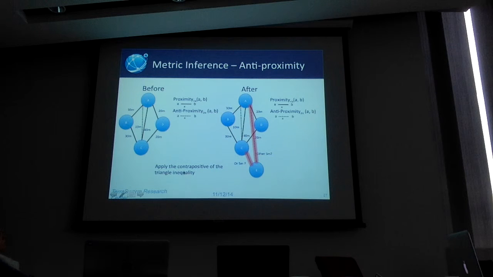So if we apply the contrapositive of the triangle inequality, we can establish that if A and C have anti-proximity of 10 meters from each other, then either this edge exists or this edge exists. And what you can imagine doing with a sufficiently large network of this is getting upper and lower bounds on the distance of things from each other.